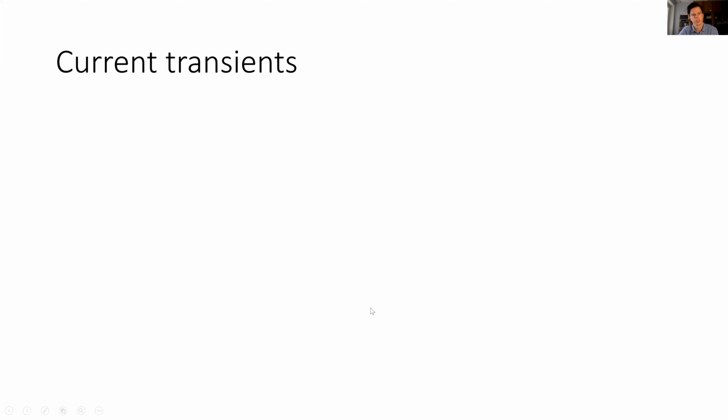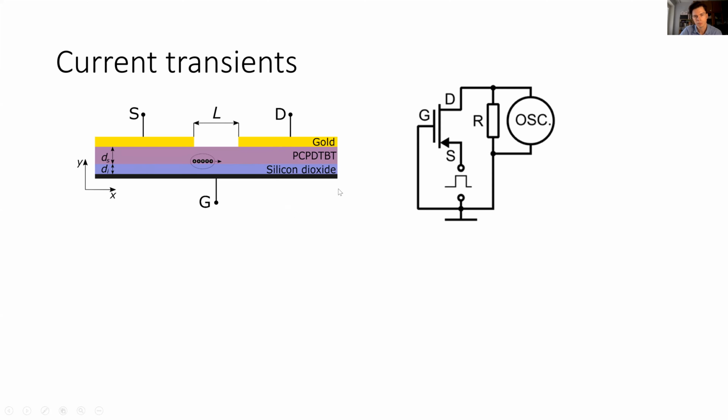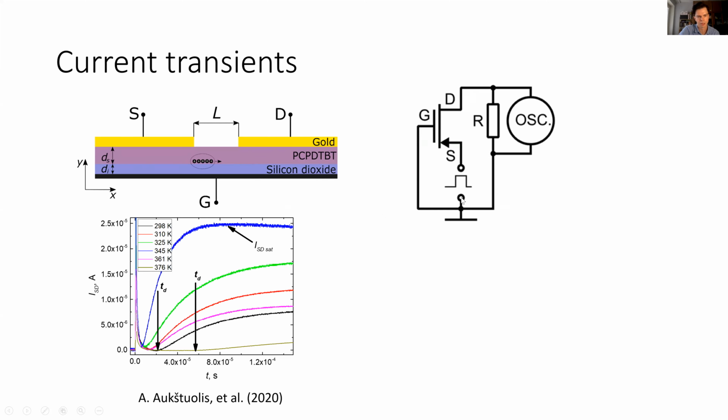The other method we used was current transients. In that case, holes are moving near the electric layer in the X direction, parallel to the substrate, before they are extracted via the drain contact. In this setup, the gate is grounded and the drain is grounded via a resistance, and then the square signal is put between to the source contact. And these are the transients also from our sample at different temperatures.